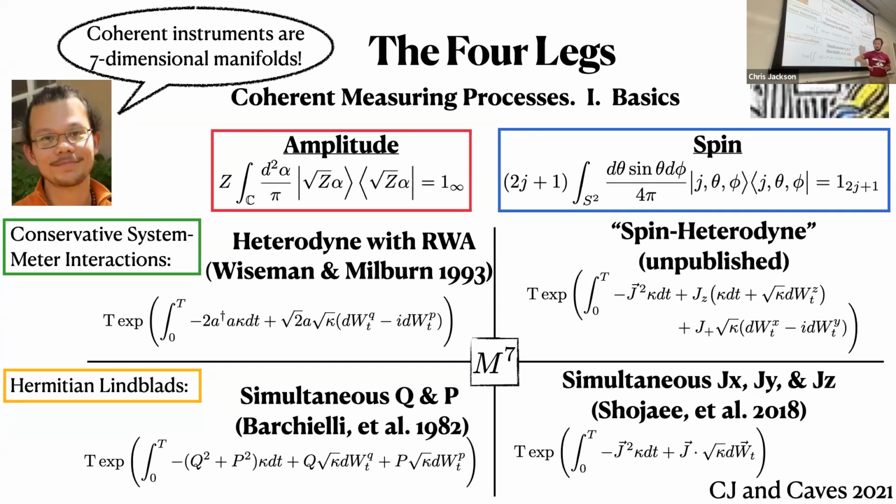And this is going to be the dominant topic of this talk. Things on the left are amplitude measurements. Things on the right are spin measurements. Things on the top assume a conservative system meter interaction, which turns out to do plenty of wonderful group theoretic things. Keyword is Borel subgroup if you like group theory. And then on the bottom, you get this genuine 7-dimensional evolution. So the bottom is the more general case. It's not general, it's different. The bottom is just a different system meter interaction.